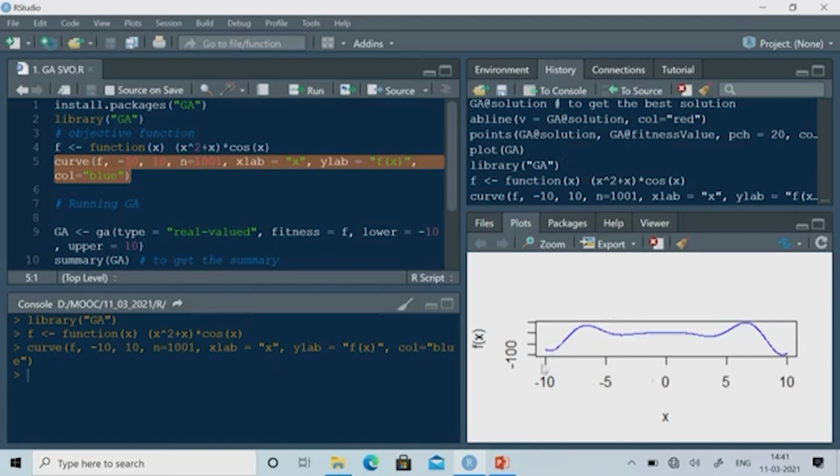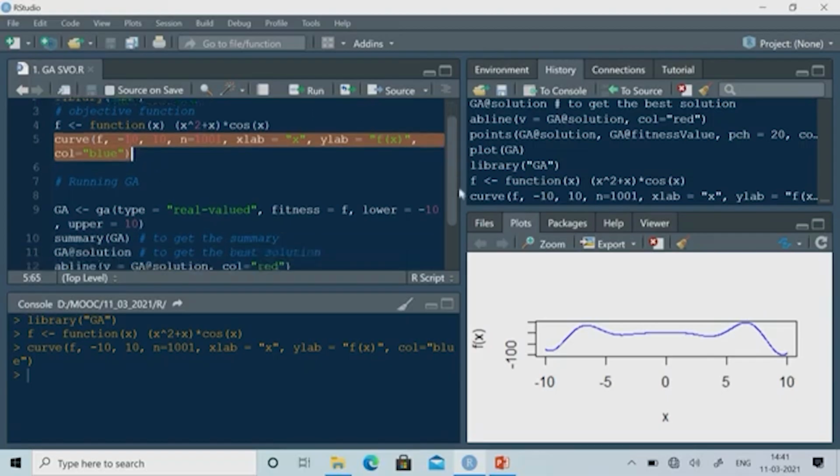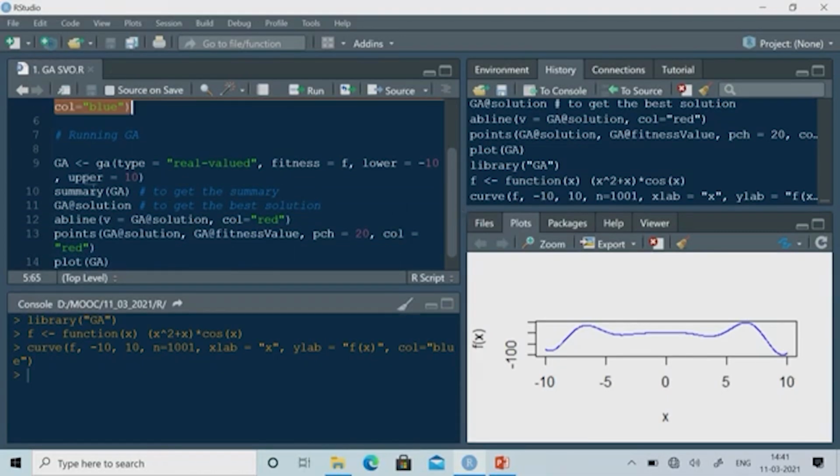So, you can see this is the curve I am getting. The x axis is your x and the y axis is f(x), and there are two optimal solutions. These few lines I am just using to plot the function, and then I can apply the genetic algorithm. The genetic algorithm function is GA, and then I have to define some parameters here.